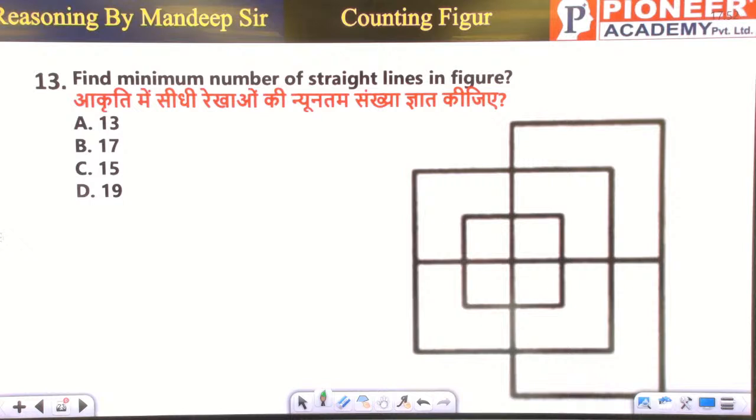You have to count only straight lines. How many straight lines in this figure? All the straight lines. What's your answer, sir? 17. Shabash. What is the answer? You have to count all the straight lines. All the straight lines. How many straight lines in this figure? And yours? 19. Shabash.